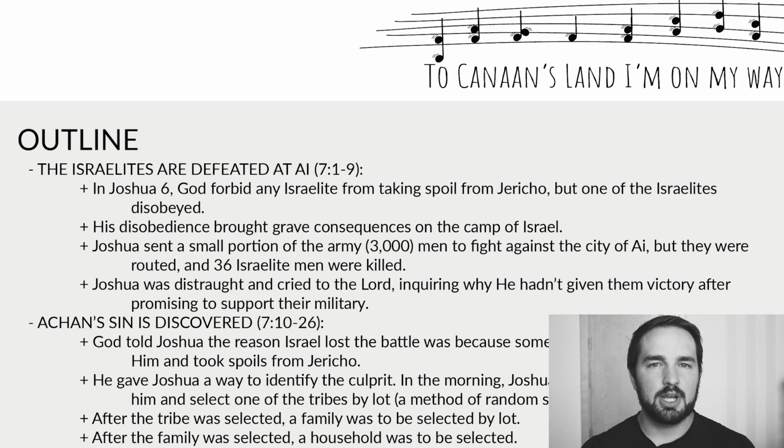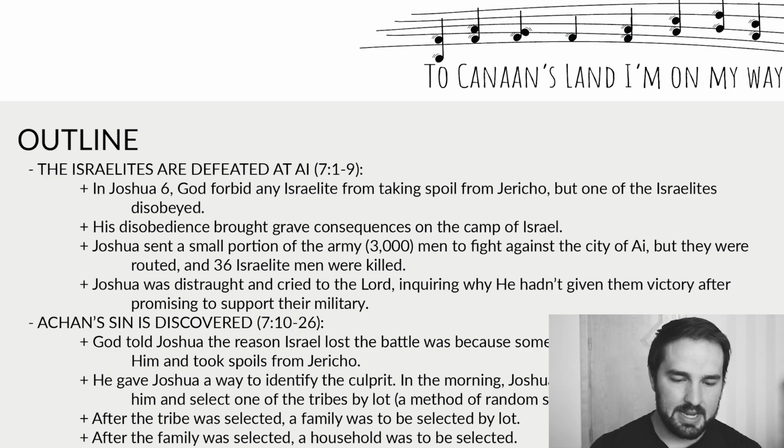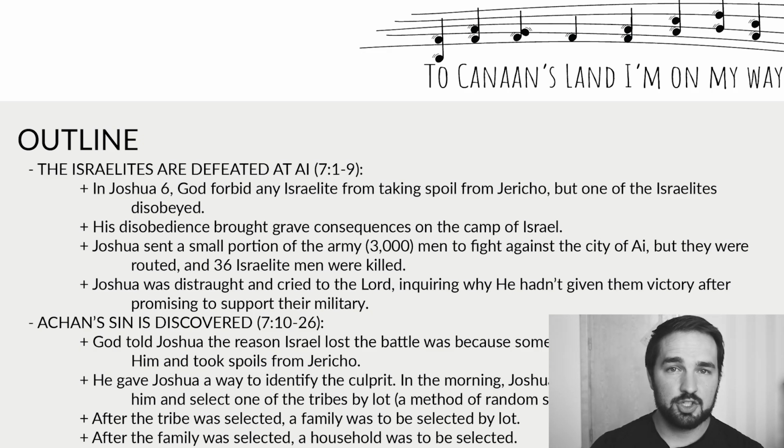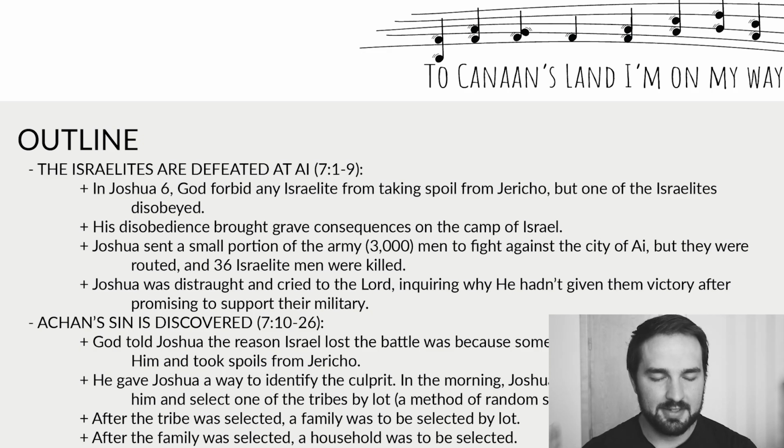In Joshua chapter 6, God forbade the Israelites from taking any of the spoil from the city of Jericho. All of it was to be devoted to destruction. You remember that? But what we find out in this chapter is that one of the Israelites disobeyed, and his disobedience brought grave consequences on the camp of Israel.